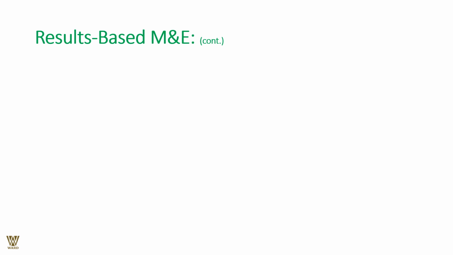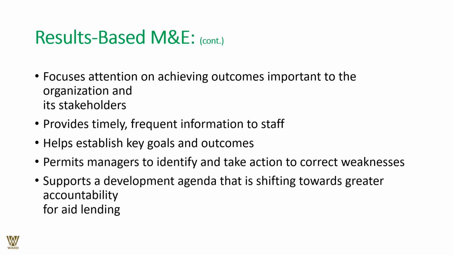Now, result-based monitoring and evaluation system focuses attention on achieving the outcomes important to its organization, important to its stakeholders. Remember, every stakeholder has their own vested interest in place altogether. They are looking to derive the maximum benefit altogether. It provides timely, frequent information to staff, helps establish key roles, key goals, key outcomes, what is pertinent, absolutely pertinent, permits managers to identify and take actions to correct weaknesses, thereby supports and develops the agenda that is shifted towards accountability and aid lending.